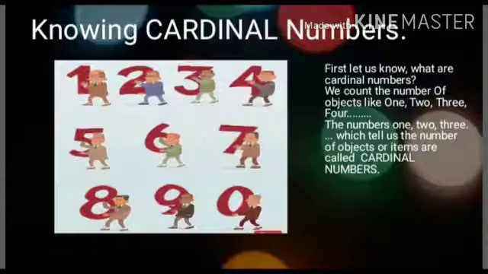So what basically are cardinal numbers? As you can see in the video, which is clearly written, let's see what it says. What are cardinal numbers? We count the number of objects like 1, 2, 3, 4. See, what is the point of importance over here? Objects, when we count them. So the numbers 1, 2, 3 and so on, which tell us the number of objects or items, are called cardinal numbers.